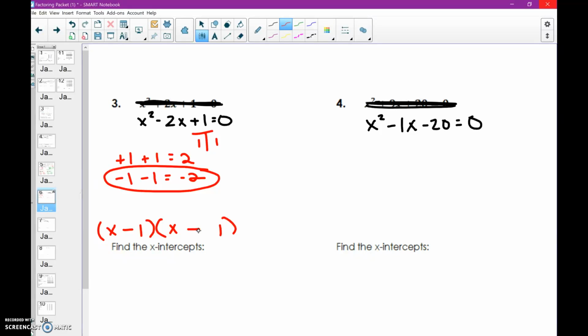And if I'm going too fast, feel free to pause, rewind. You don't have to just go at the pace I am. Pause it, ask questions if you need. X-intercepts are when we set it equal to 0. They're the same exact equation, so it's x minus 1 equals 0. And I get that my only x-intercept is positive 1.